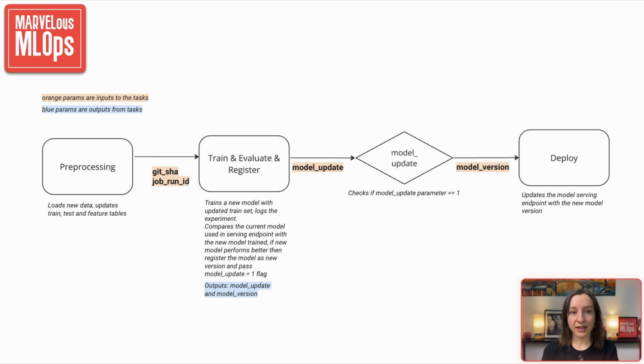As you can see, there are some parameters passing around. The orange ones are the parameters given as an input to my script. Blue ones are the outputs. These are explicitly defined in Databricks YAML file, which you will see in a moment.